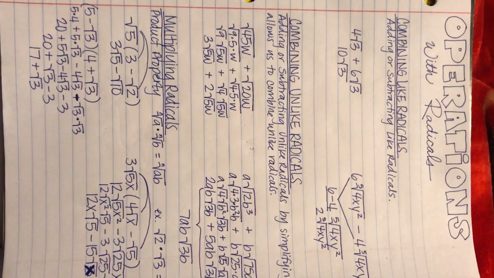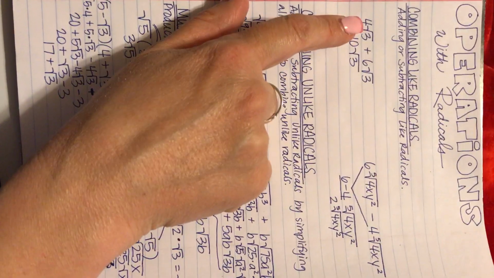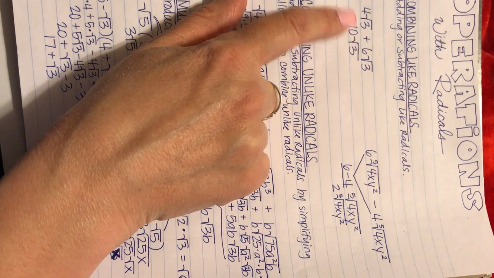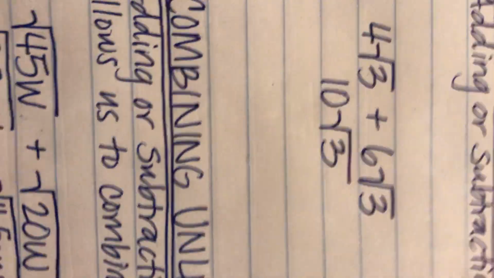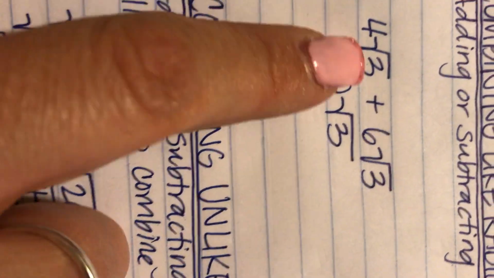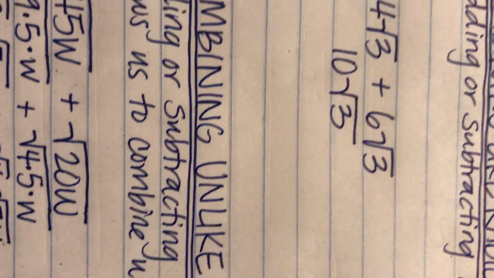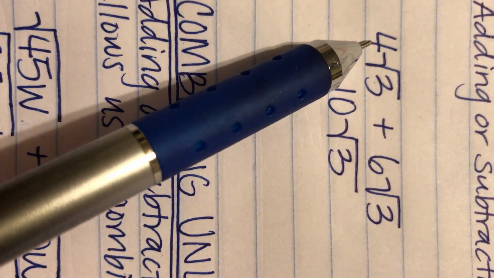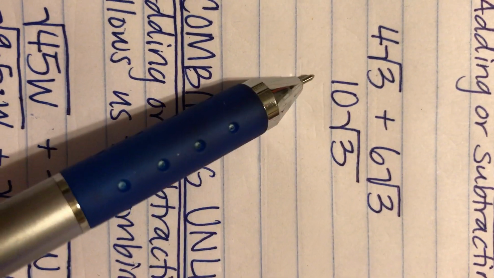Okay, so when we're combining like radicals, as in these two examples here, what we're doing is combining the number that is with the radical, okay? So if our radical is the same, we almost treat it as if it was a variable. The radical doesn't change. The radical will end up staying the same, but we do combine the numbers that are in front of the radical, okay? So 4 root 3 plus 6 root 3 is equal to 10 root 3.